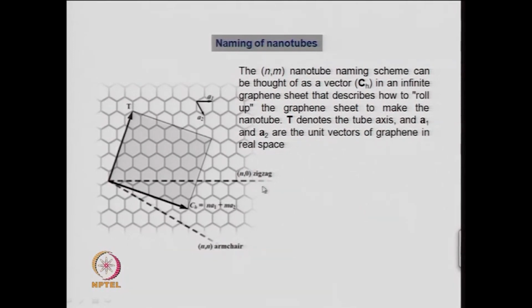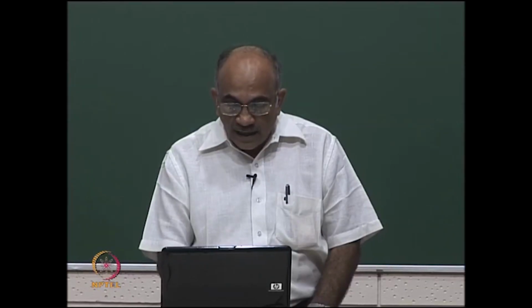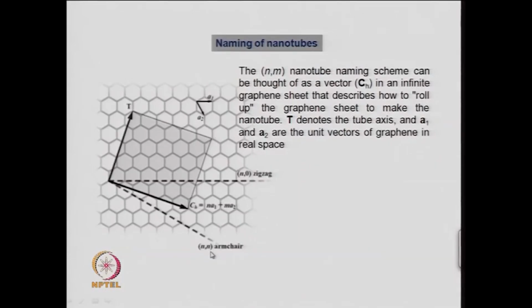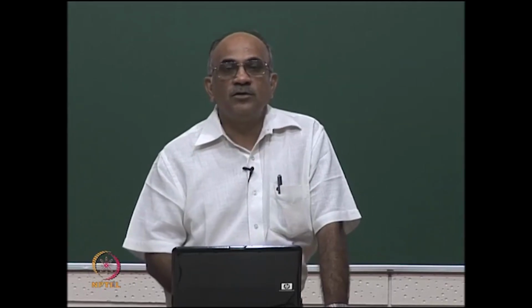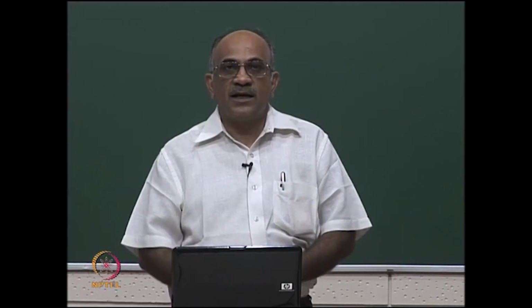All other nanotubes, if you take any other value of n and m, you will get chiral nanotubes, but n, 0 and n, n, that means the same value for n and m, will give you zigzag and armchair nanotubes. So, this (n, m) is a naming scheme. It tells you about the vectors which you have chosen. These coefficients tell you about the chirality of the nanotube, which will result if you roll the tube in such a manner that the coefficients which you have chosen are n and m.